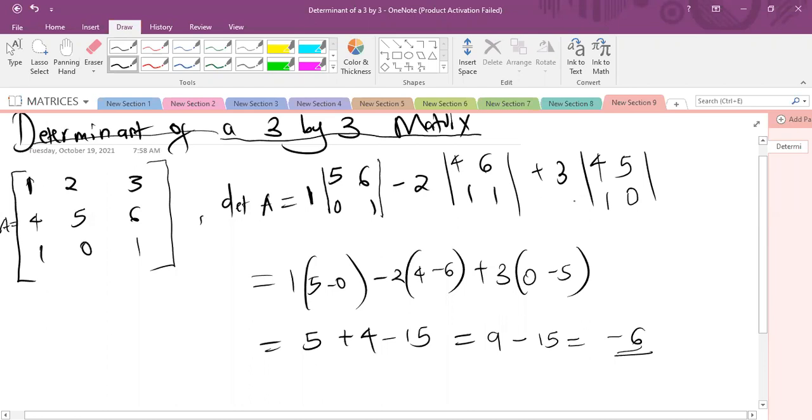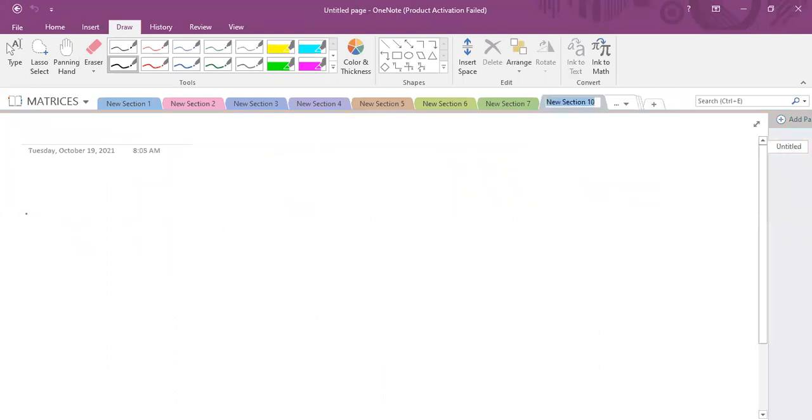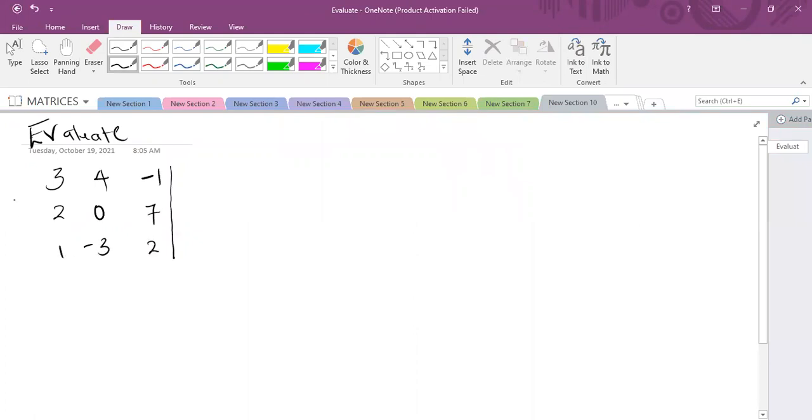I want to open another section so that we can do another example. Okay, let's take up example number 2. So let's say you're told to evaluate 3, 4, minus 1, 2, 0, 7, 1 minus 3, 2. When it's written as those 2 lines, it basically means the determinant.